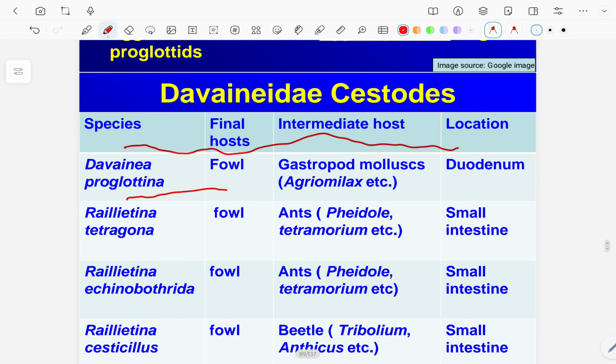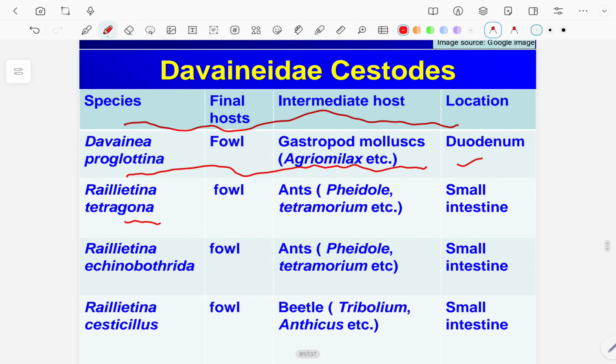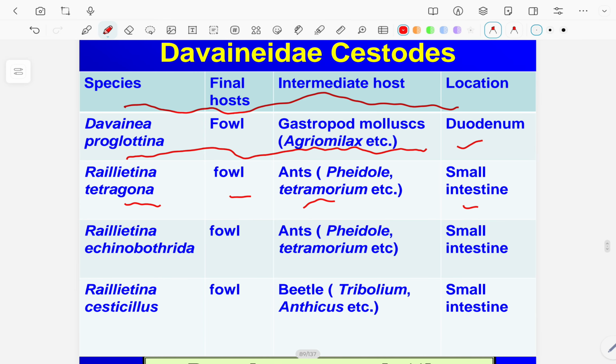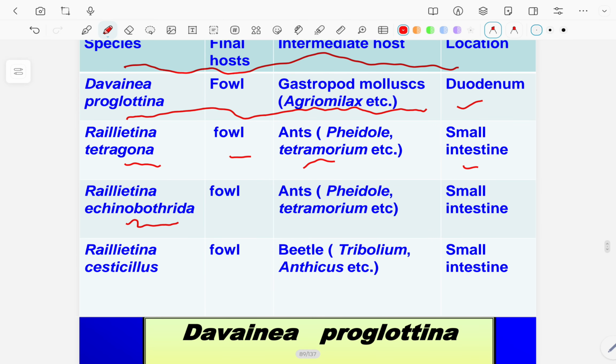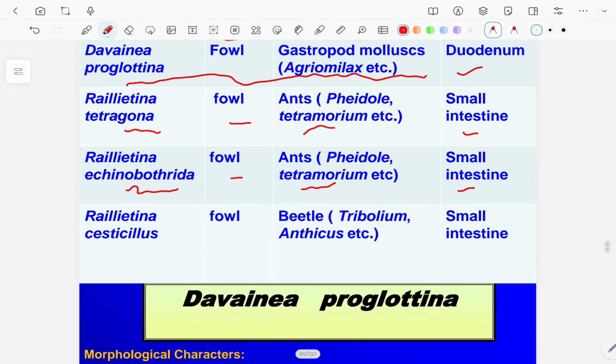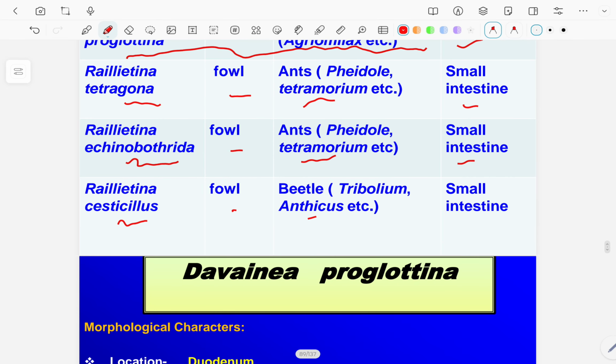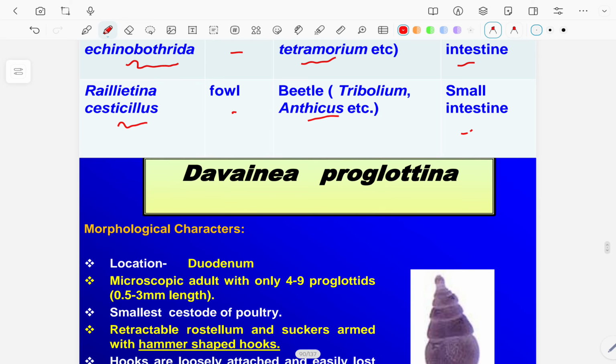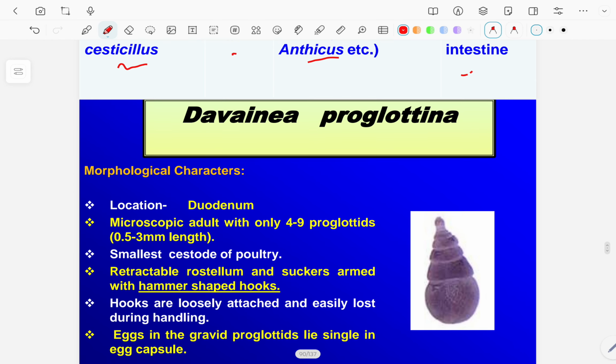Davainea proglottina: fowl, gastropod mollusk, Agriolimax etc., duodenum. Raillietina tetragona: fowl, and Pheidole tetramorium etc., small intestine. Raillietina echinobothrida: fowl, Pheidole tetramorium etc., small intestine. Raillietina cesticillus: fowl, beetle Tribolium etc., small intestine.